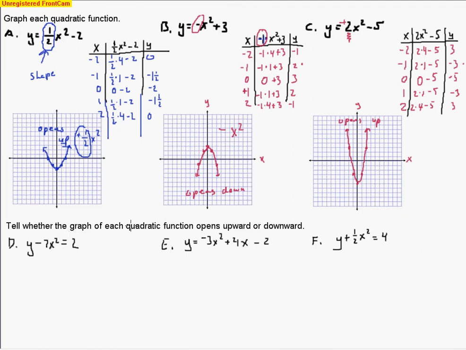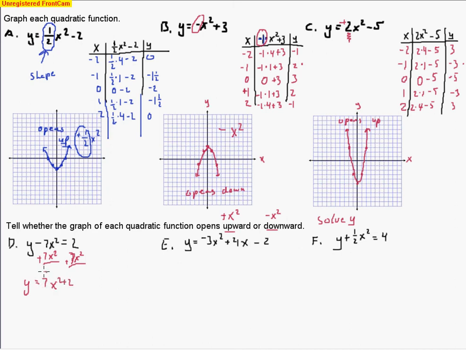Tell whether the graph of each quadratic function opens up or down. Well, it opens up if the x squared is positive. It opens down if that x squared is negative. So that's what we're trying to do here. So what we need to do, though, is we need to get y by itself. So you always need to solve for y. That's the key. So we're going to go ahead and solve for y here by doing an opposite operation, getting it by itself. And so we can't determine whether the x squared term is positive or negative until y is by itself. And now y equals 7x squared plus 2.